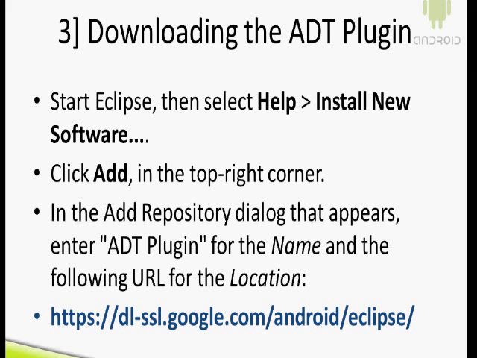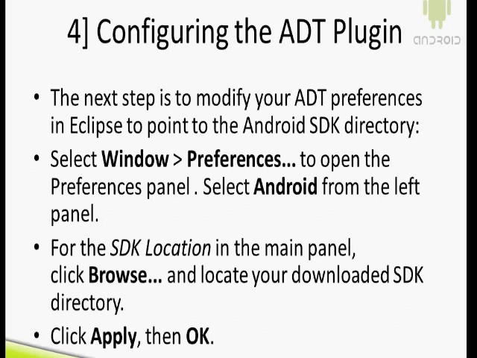Just go through the process once again. Downloading the ADT part: Help, Install New Software, click Add in the top right corner and enter the location given below. Then you have to configure the ADT plugin. You have to go to Window, Preferences, select Android, browse to the SDK location like I just did. You click Browse, click Apply and then OK.